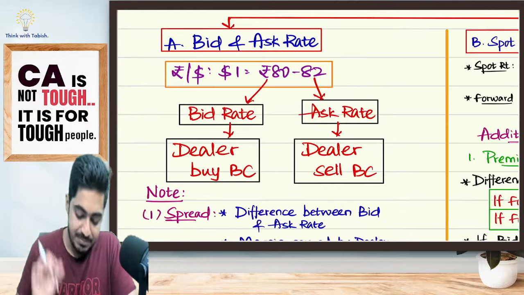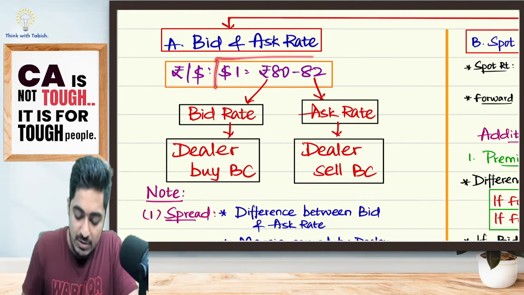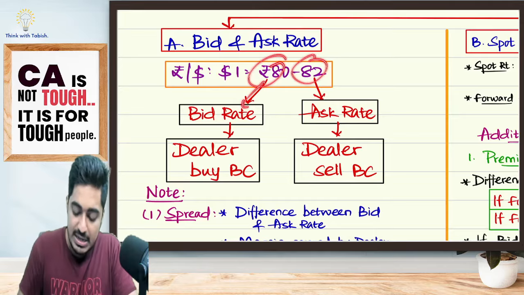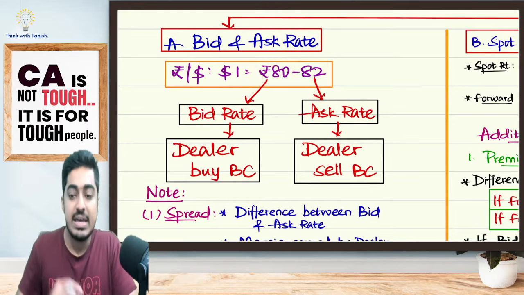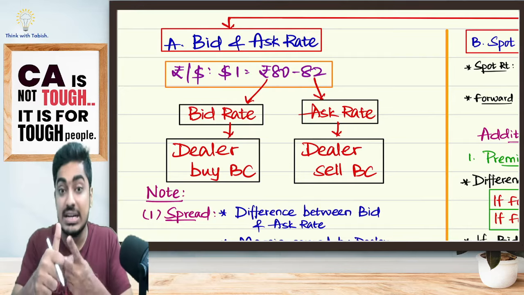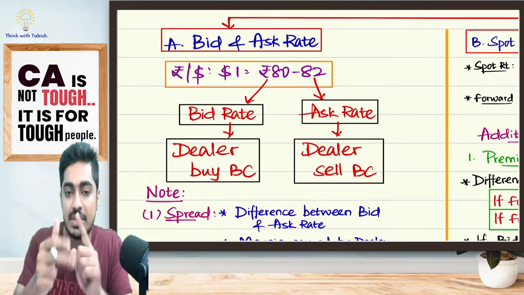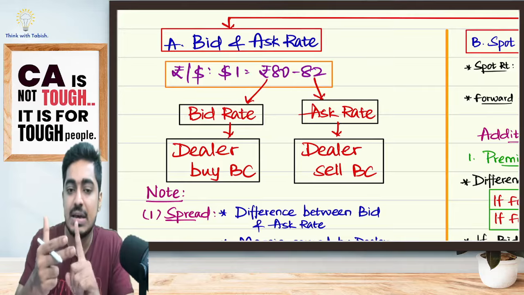Bid and ask rate. Imagine rupee per dollar. Dollar 1 is 80/82. Here rupees 80 is going to be the bid rate, 82 is the ask rate. What is the bid rate? It is the rate at which the dealer will purchase the base currency.